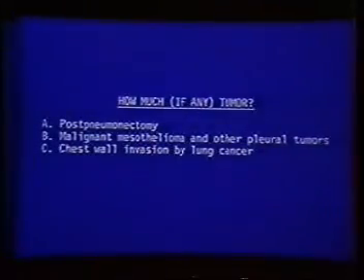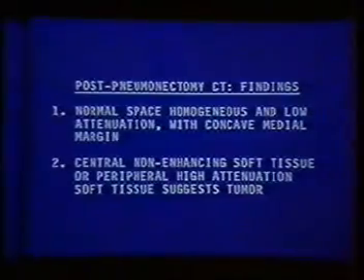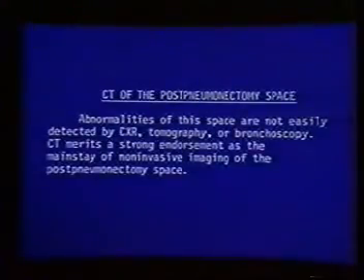The first is a patient who's post-pneumonectomy. Here is one place where I would really give CT a ringing endorsement as a very important tool, because the problem with the post-pneumonectomy space is there's almost no other way to visualize it. Certainly routine radiographs, tomography, or bronchoscopy will leave you with major blind spots. So if you use CT, I think you're going to end up doing a much better job of following up patients who have had pneumonectomies.